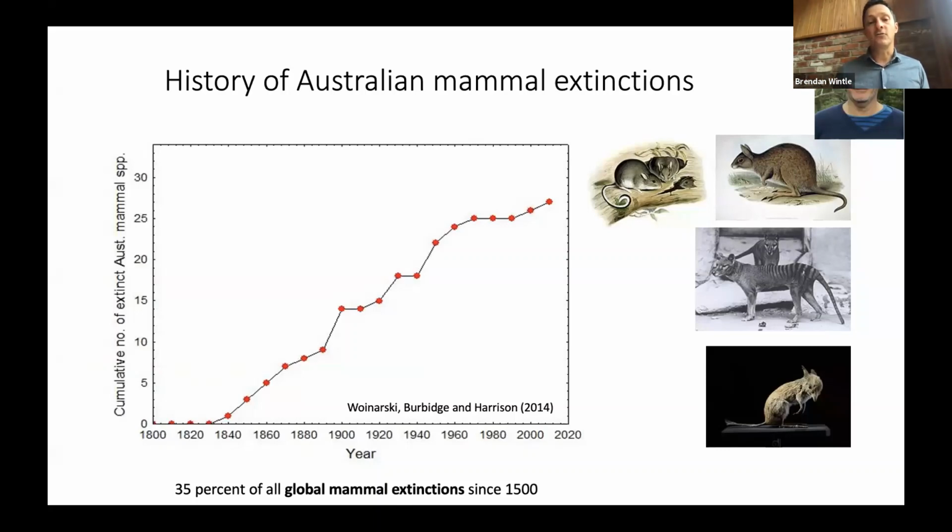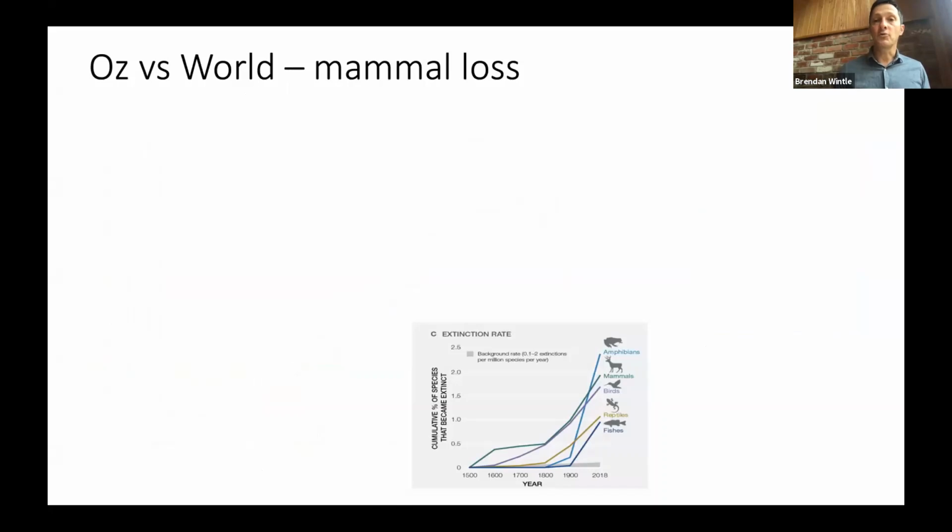So we've accounted for 35% of all global mammal extinctions since 1500. If you put our proportional loss of mammals onto that global loss of species graph that I showed you before, this is where Australia is in terms of our proportional loss of mammals. So you can see that we really are, unfortunately, to use a cricket analogy, if anybody here knows anything about cricket, the Steve Smith of mammal extinctions. It's a really tragic track record.